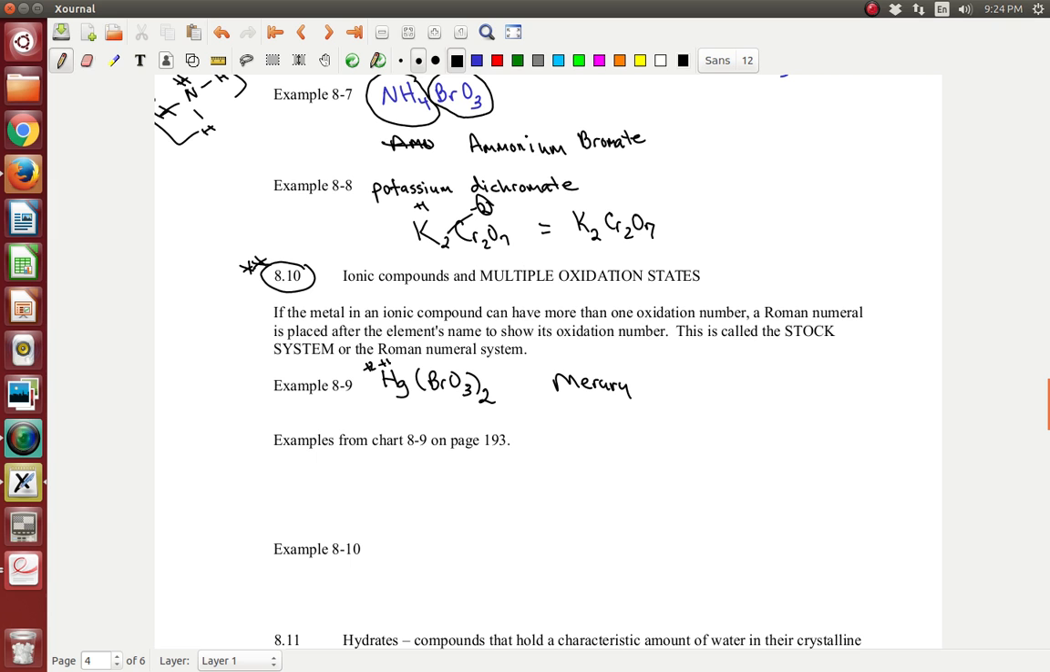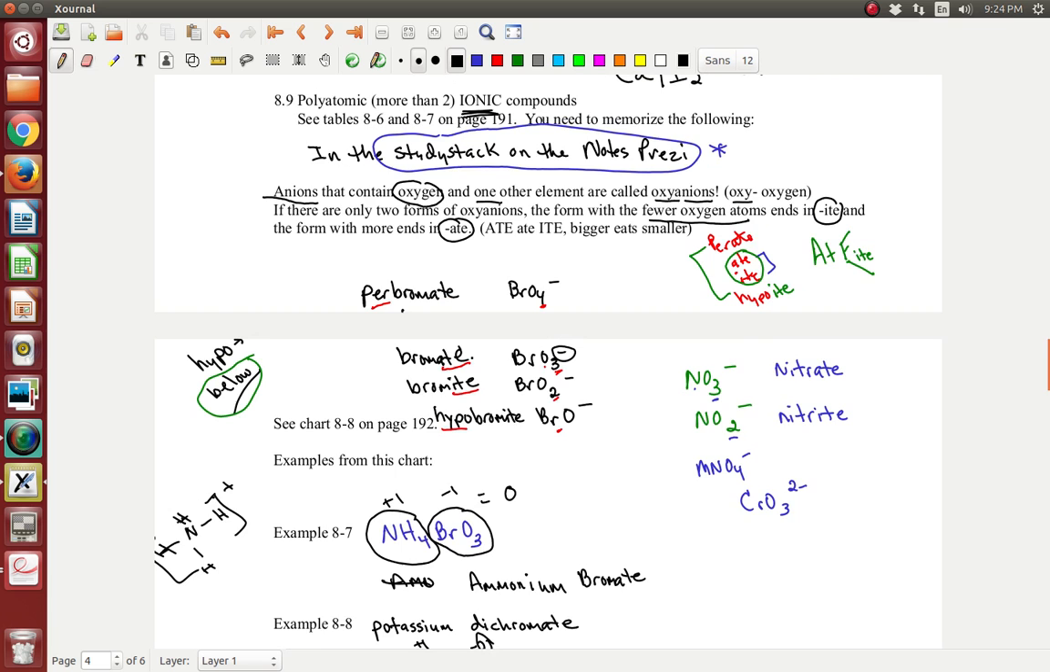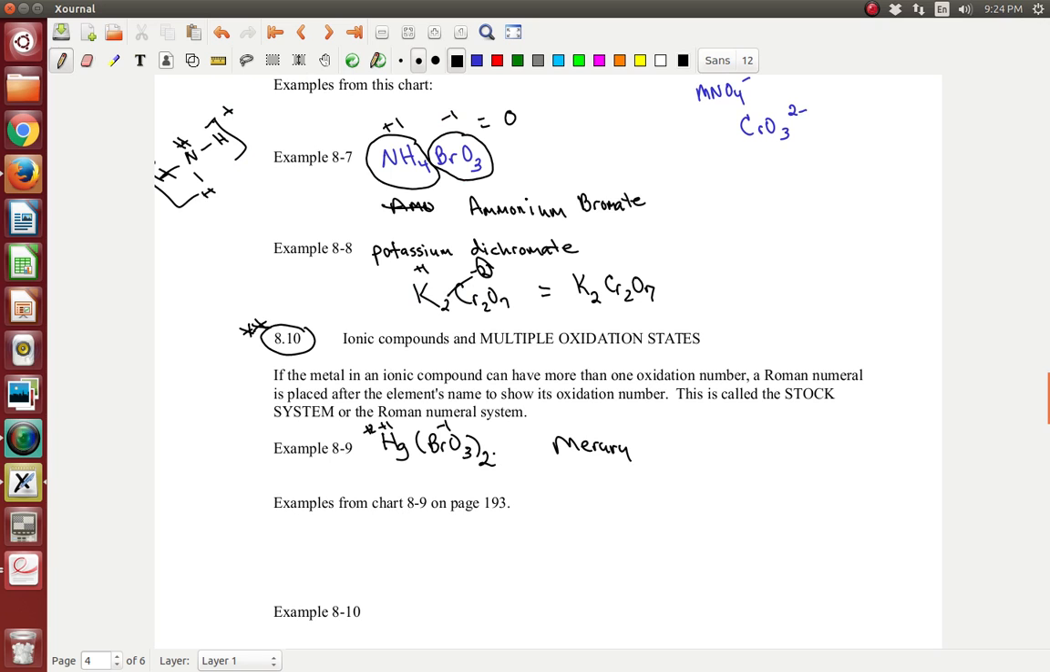Well, this is the bromate ion with a -1 charge. So this guy has a -1 charge. But I have two of them. So the whole total negative charge is 2 times a -1. That's a -2. So there's only one mercury, so it's got to cancel out that -2, so it has to be a +2. All right, so I need to put that in the name because this is metal, and non-metals are in here, so we're going to use the ionic rules.